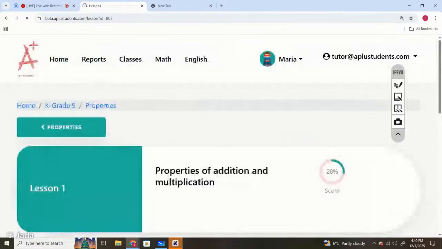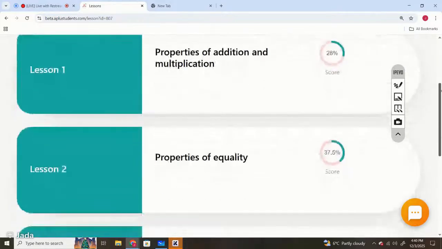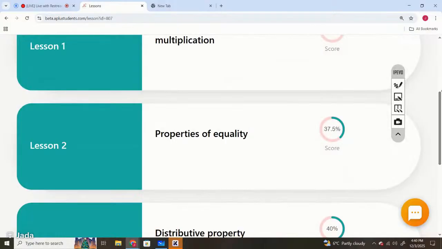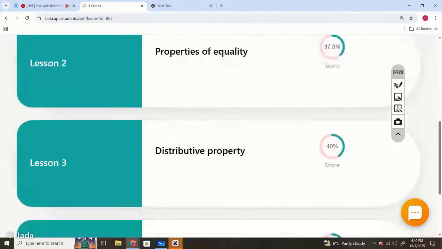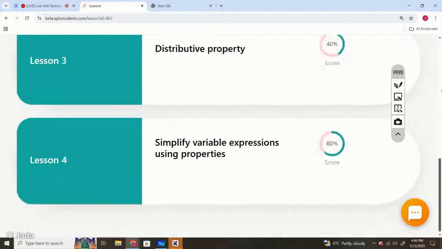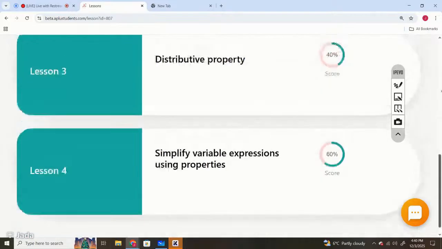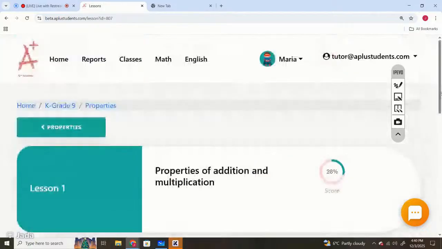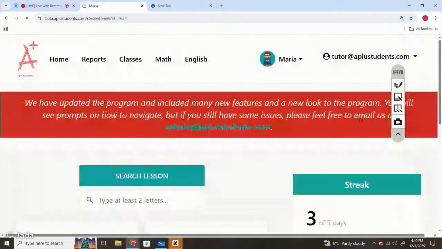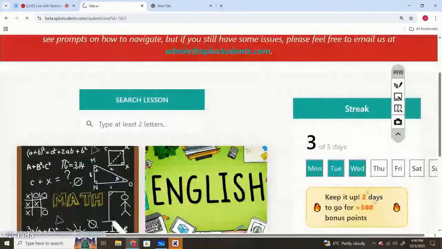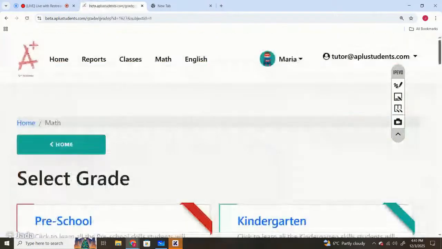So the chapter we were working on is properties. The lessons we have covered today are properties of addition and multiplication, properties of equality, distributive property, and simplify variable expressions using properties. Please make sure before the next session you complete all the practice questions for the lessons we just did. That is your homework until next session.